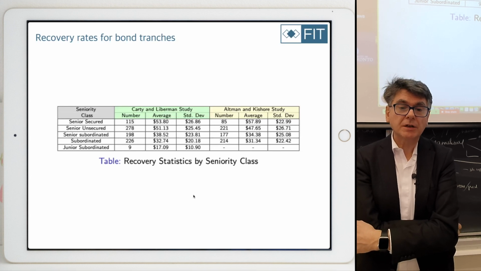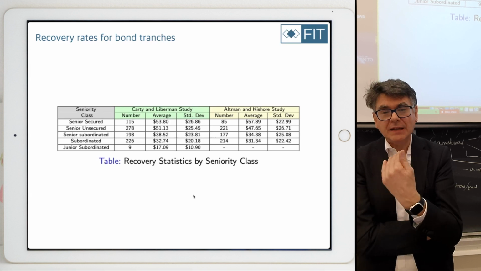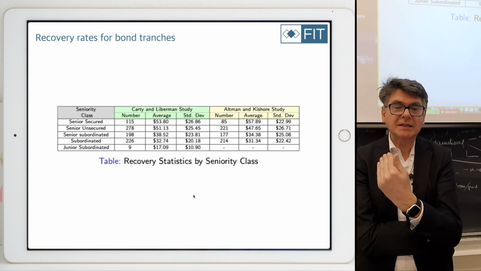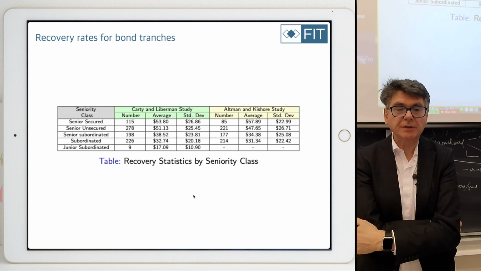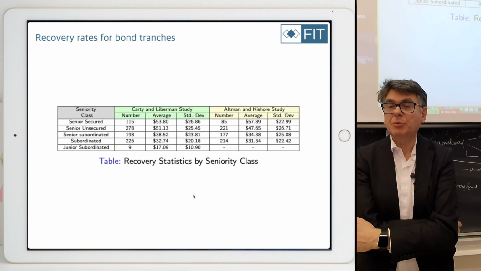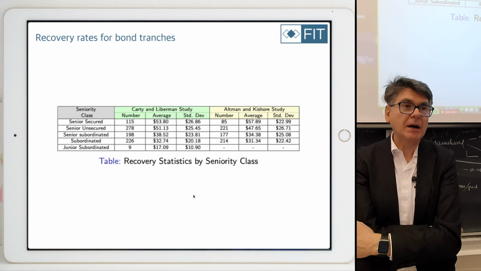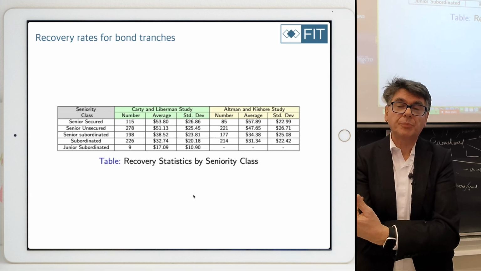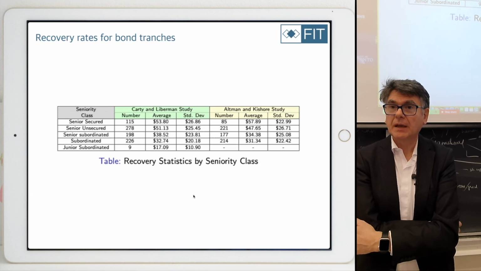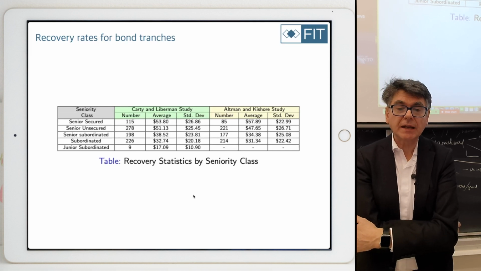Then you have senior subordinated, which gets paid after the senior and is subordinated because it's subordinated to the senior unsecured. And then you will have the subordinated, which has less priority than the senior, and then junior, which has the least amount of security or priority in getting paid. All right, these are the 5 classes. They were used in this study.